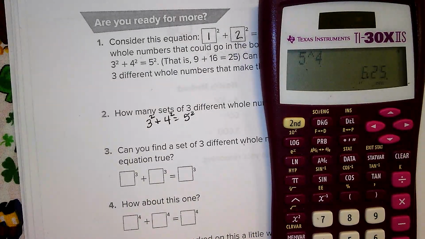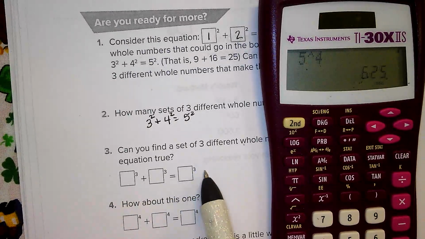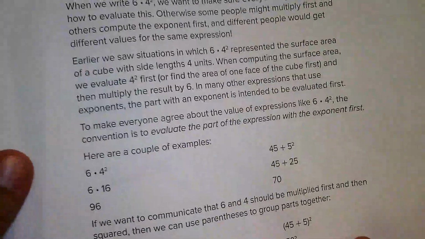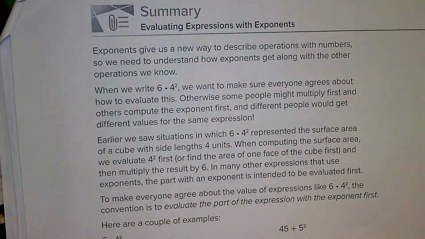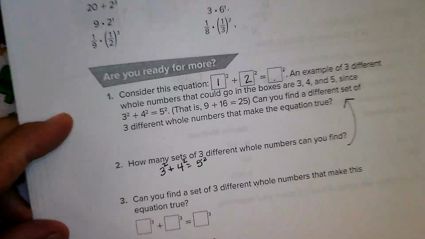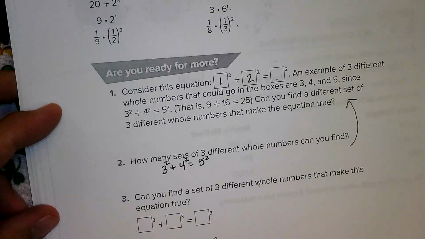It's 625. So we'd have to mess around with some of those numbers and see if you can find a set of cubes and a set of numbers to the 4th power that do make that work. Okay, and then that's it. That is the end of that lesson summary. So we're really just exploring those numbers. See if you can find 3, 4, 5 and at least one more set for number 2.